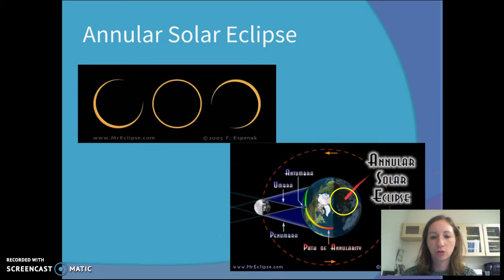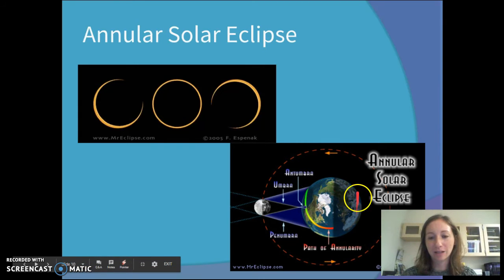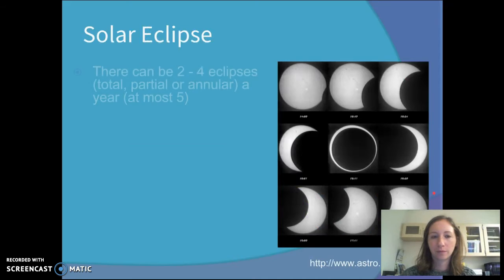An annular solar eclipse, like I said, does occur occasionally. And if you're within the shadow, you're going to be along the path of the annularity. So that means as the Earth is rotating, you'll see the eclipse only if you're within this path, this small area. There can be 2 to 4 eclipses a year, as many as 5.